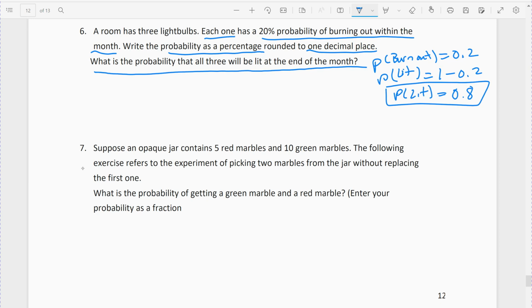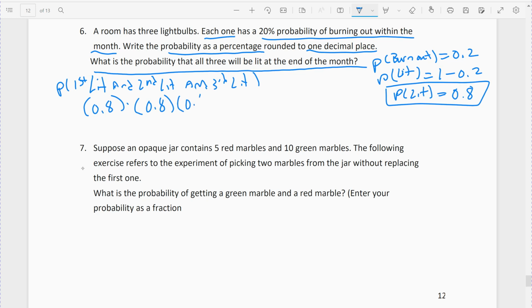They are independent events, so it's just the probability that the first will still be lit, and the second will still be lit, and the third will still be lit. Well, the chance of each one of those still being lit is 80%. So it's just 0.8 times 0.8 times 0.8, which comes out to be 0.512, which is not the answer.